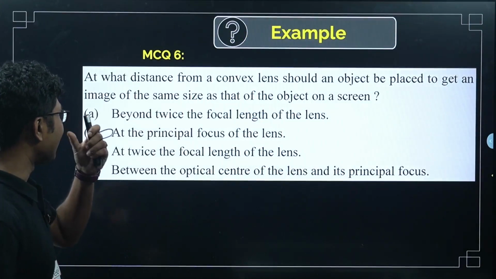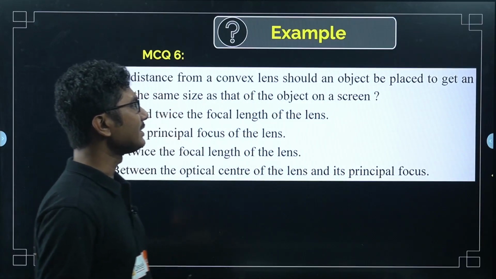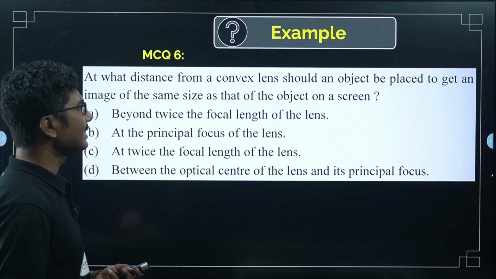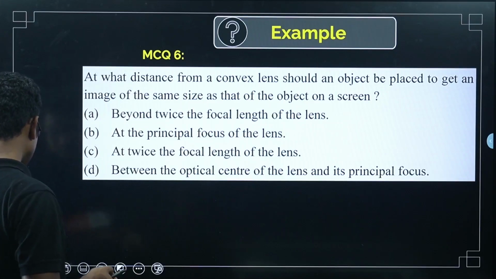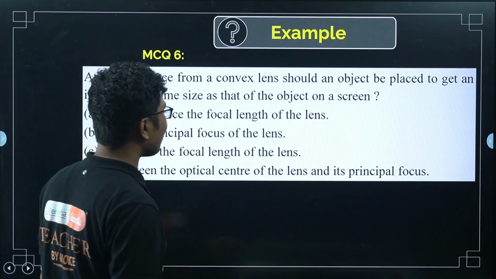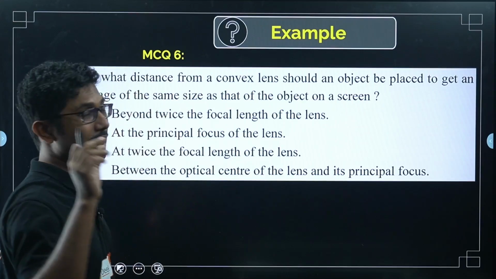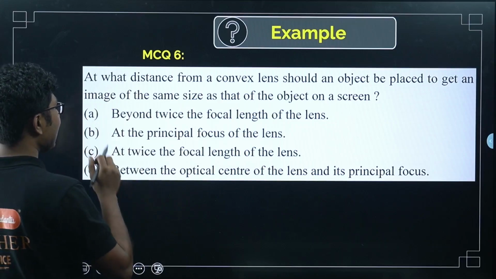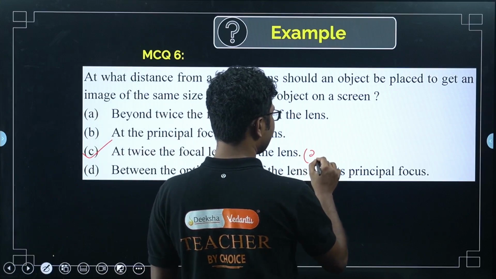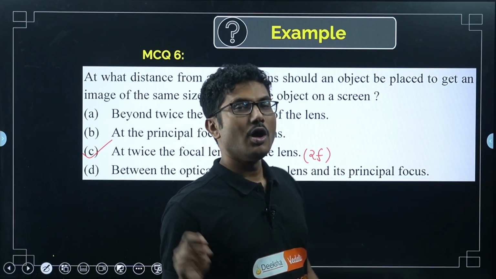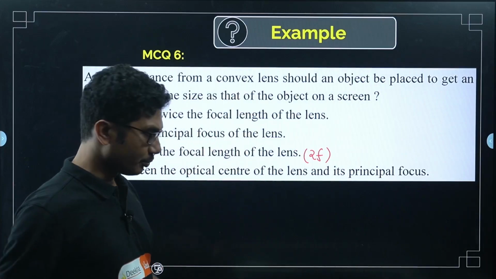Now let's look into one MCQ. At what distance from a convex lens should an object be placed to get an image of the same size of the object on the screen? Obviously same as concave mirror. They have asked at what distance you will get an image of the same size as the object. So obviously it should be at twice the focal length of the lens. Okay, the thing is same. Only thing is there is no center of curvature mentioned in this case. So only thing that you have to be careful is it should be 2f.